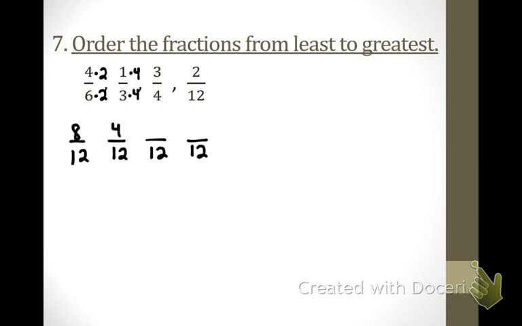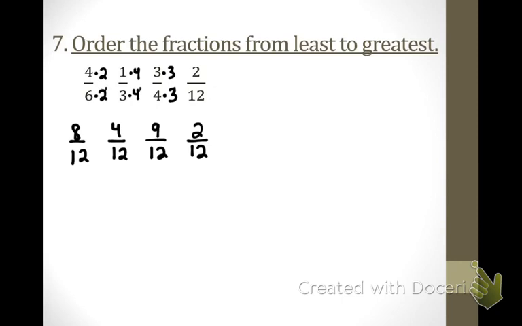Next up, Carlos, 3/4. What do I have to multiply by to get to 12ths? Times 3 on top and 3 on bottom, and what do you get? Not 6. Oh, no. 3 times 3 is 9. Excellent job. Alex, 2/12. What do I have to do to get it to turn into 12ths? Just keep it right there, okay? You could put in there times 1, but it's really not necessary because you're just rewriting the same thing.